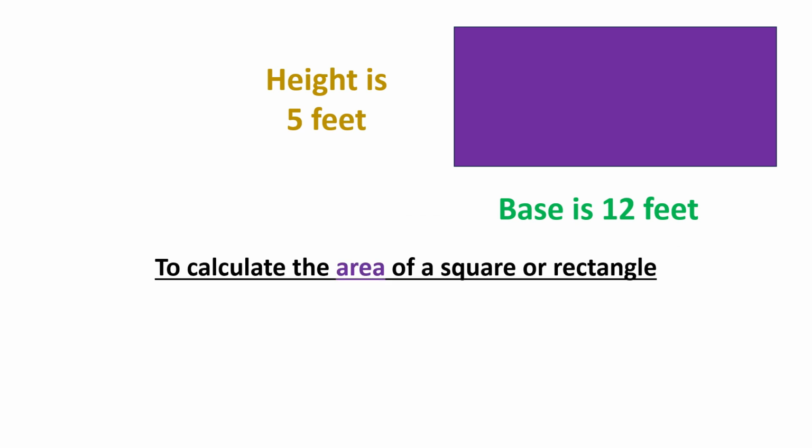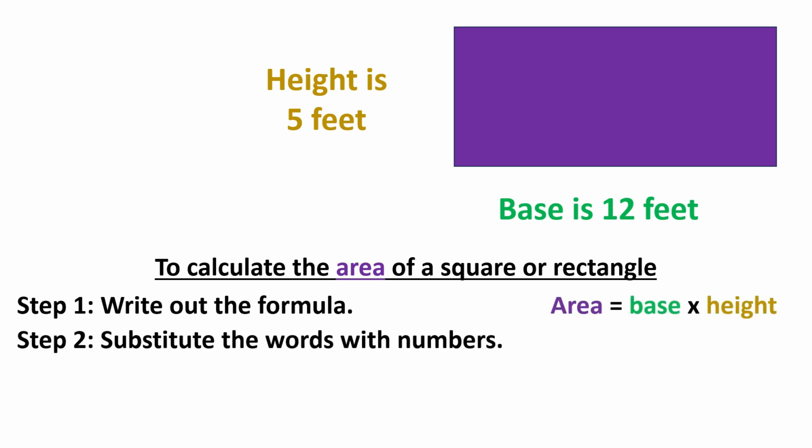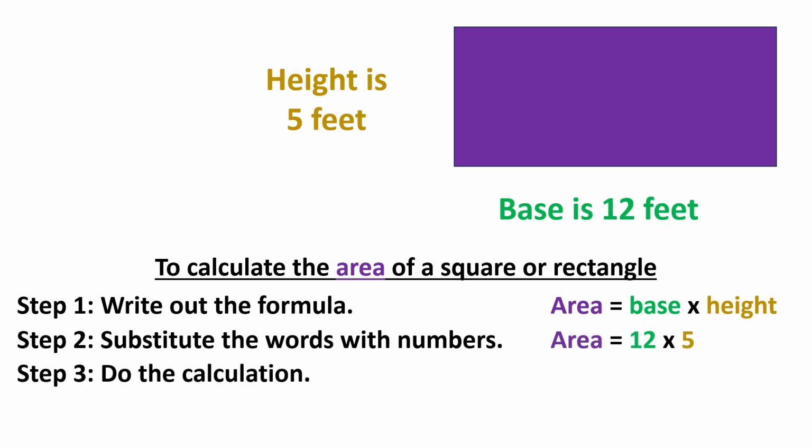To calculate the area of a square or rectangle, we do 3 steps. Step 1. Write out the formula. Area equals the base times the height. Step 2. Substitute the words with numbers. In this case, the base is 12 and the height is 5. Step 3. Do the calculation. 12 times 5 equals 60. So the area of the rectangle is 60 square feet.